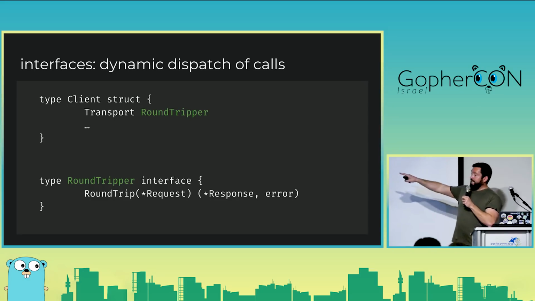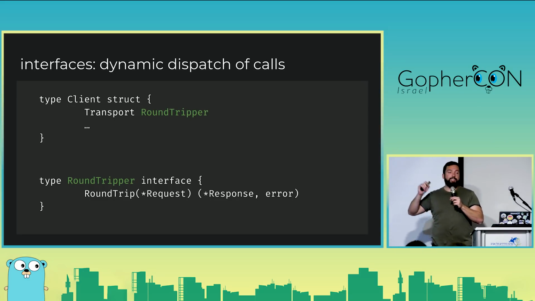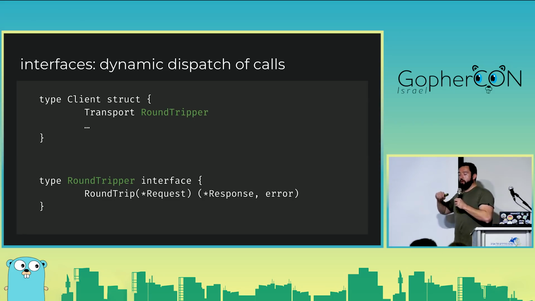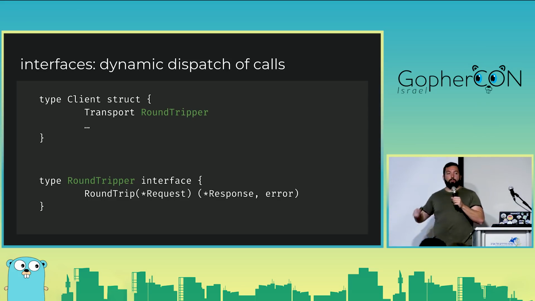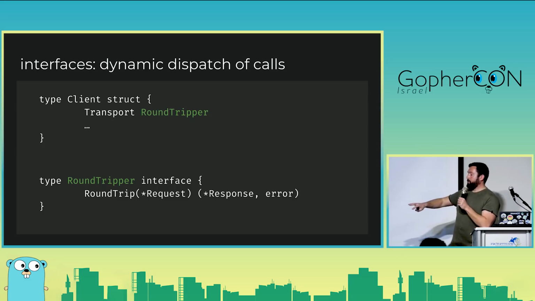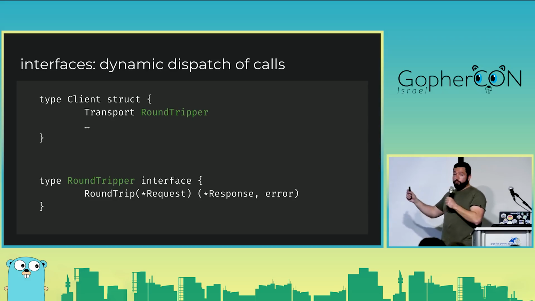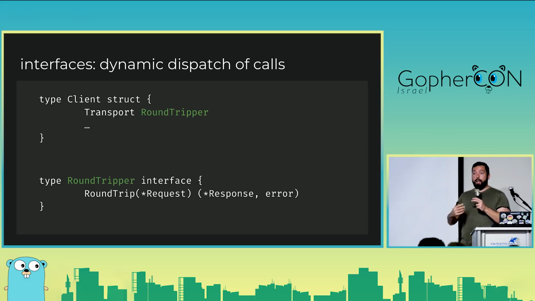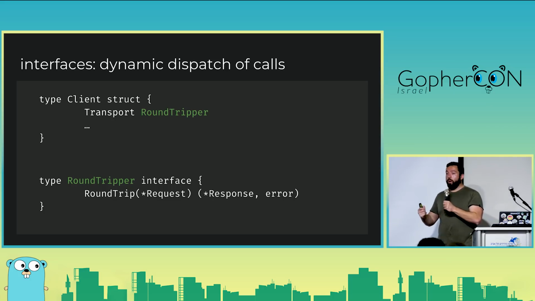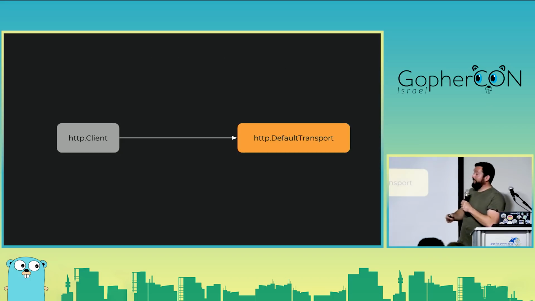So the HTTP package has the Client type. And the Client type is a struct. It has a field called Transport, which is of type RoundTripper, and RoundTripper is an interface with a method called RoundTrip, which receives a request and sends back a response. Why do we have this? Well, that is the perfect example of an interception point. It allows you to extend the Client type without having to modify the code in the standard library.